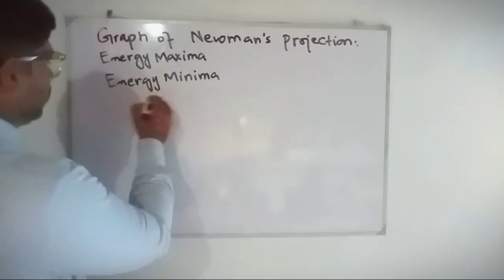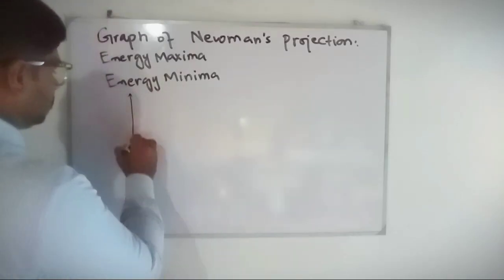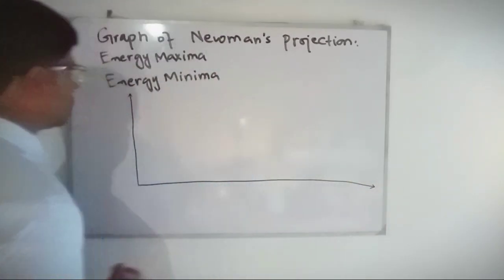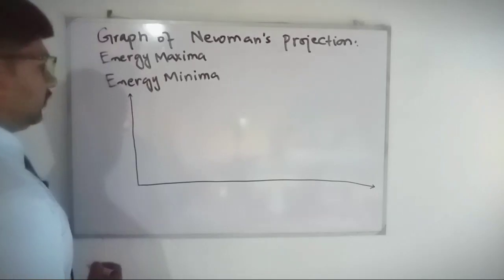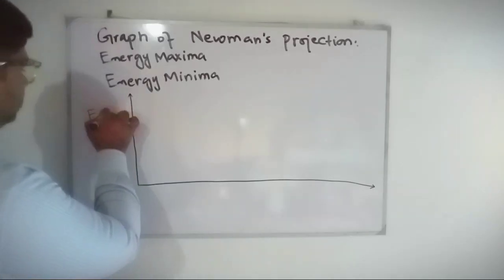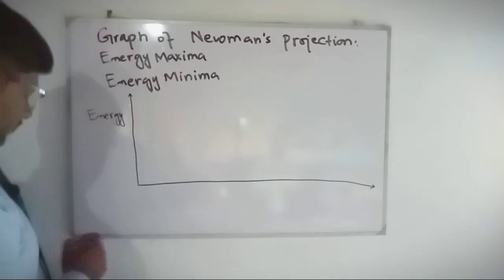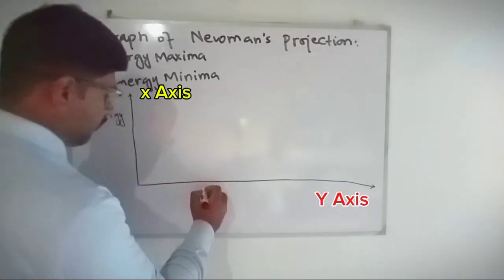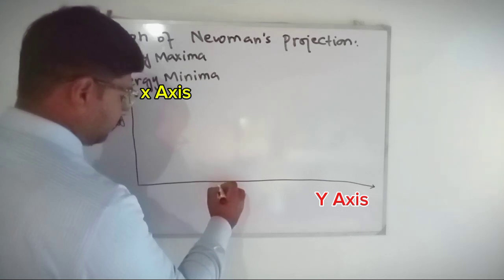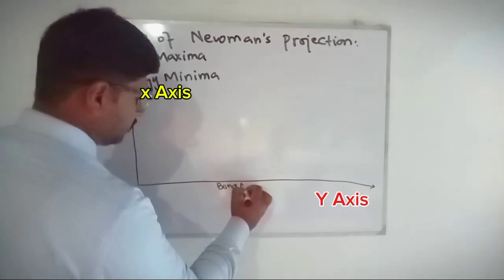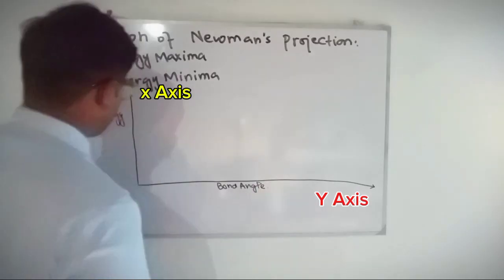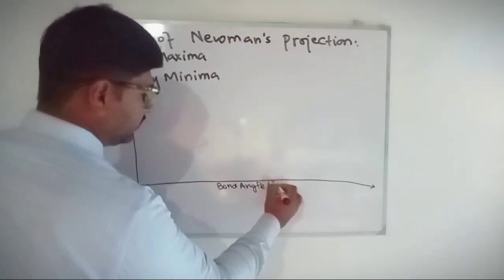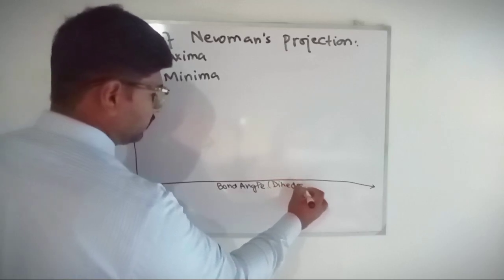Now, if we draw a graph, energy is mentioned here while angles, bond angles, are mentioned here. Now remember that this bond angle is actually related to the dihedral angle.